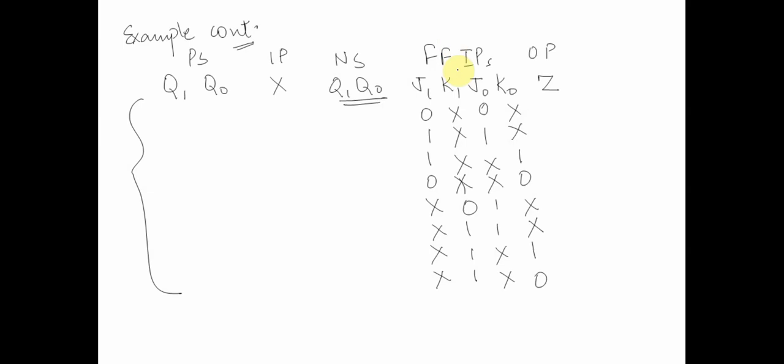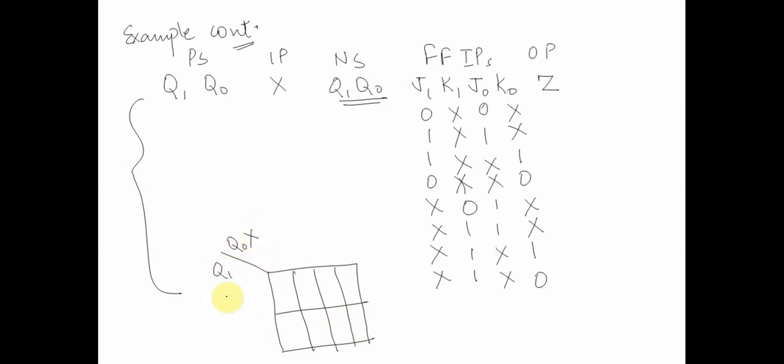Now what we can do is draw a K-map. I'm just showing you one example for J1. So basically there are 8 entries, right? It's like a simple map, we can have Q1, Q0X, 0, 1. This is 0, 0, 0, 1, 1, 1, 1, 0.